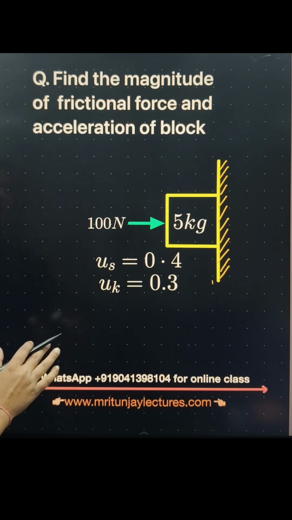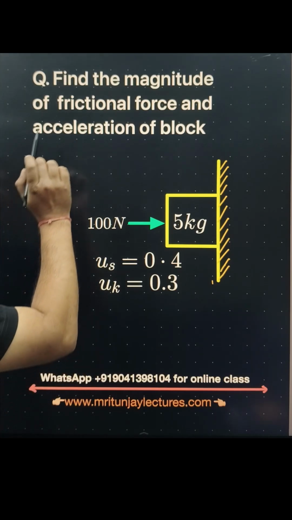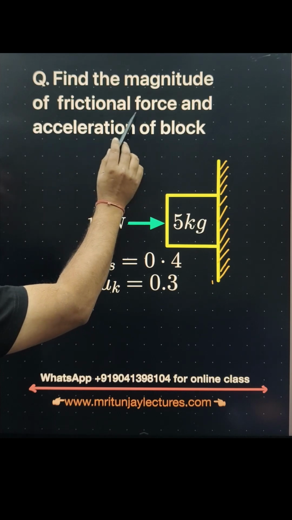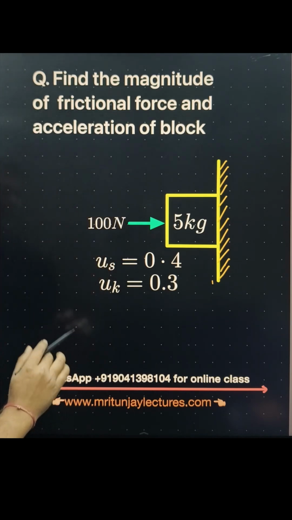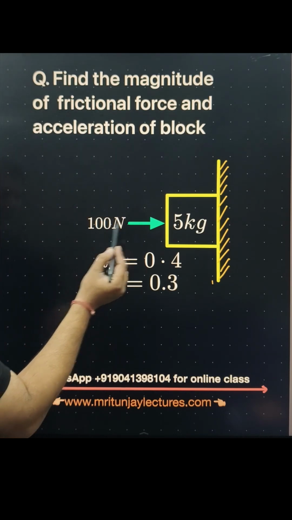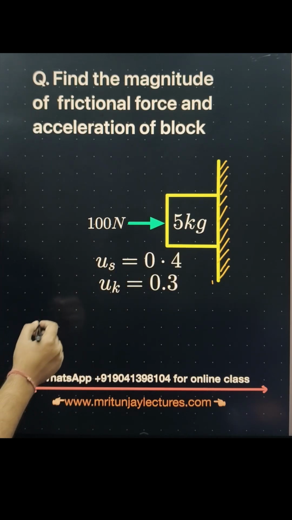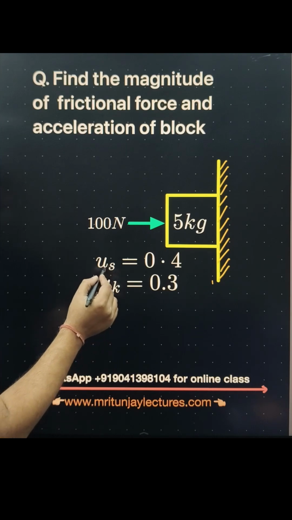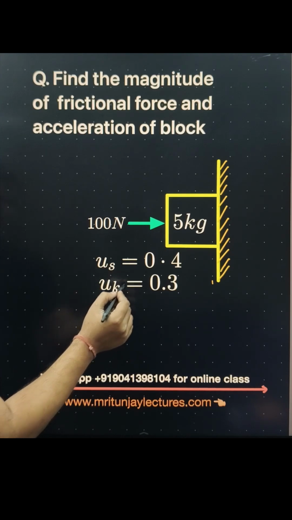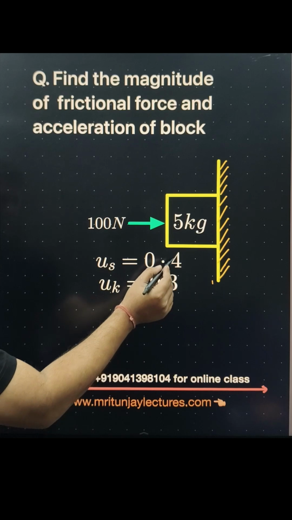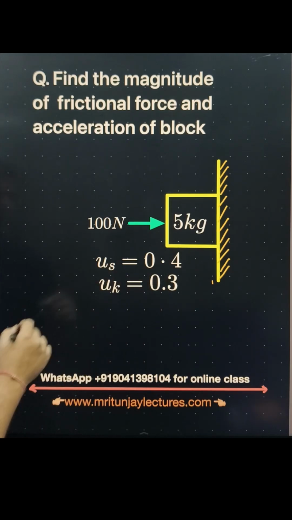Now, question of the day. How can we find the magnitude of frictional force and acceleration of the block? Here, a horizontal force of 100 Newton acts on the 5 kg block. Mu s and mu k, the coefficients of static friction and kinetic friction, are given as 0.4 and 0.3. Look here, how can we determine this?